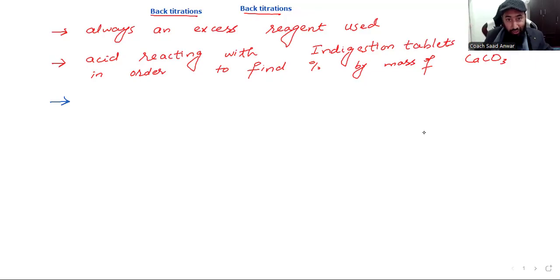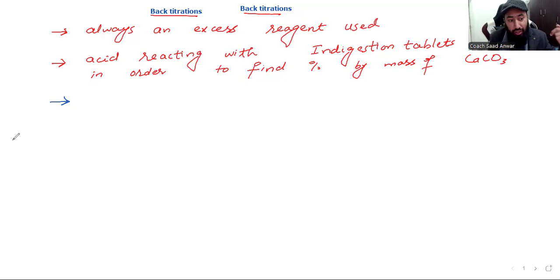Hello everyone. Today we are going to talk about back titration. What is back titration? This is a practical stuff. Here we will try to understand its theoretical background and we will be solving some questions. We will be focusing more on calculation stuff.